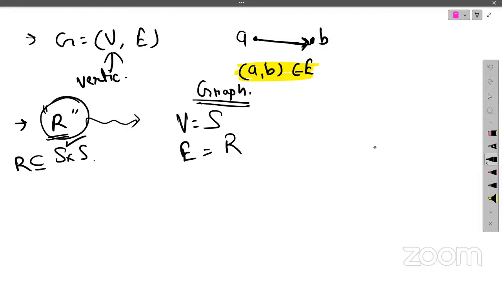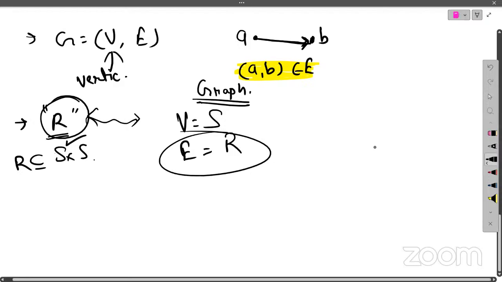So this works vice versa. If you have a relation, you can form a graph. If you have a graph, you can precisely say what the relation related to that particular graph is, because you have to take all those pairs which have edges in between.